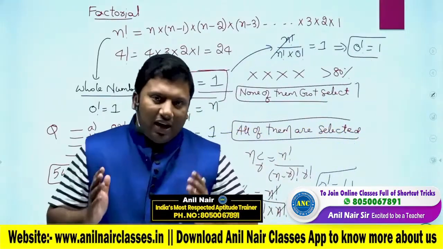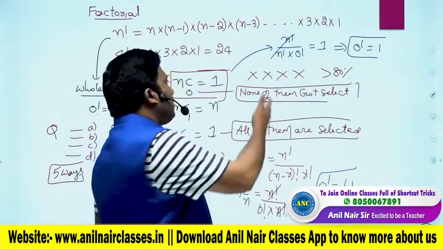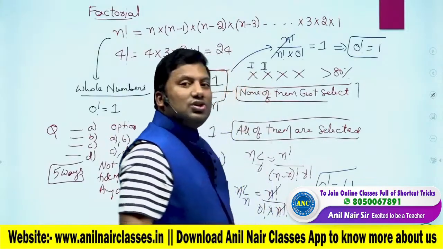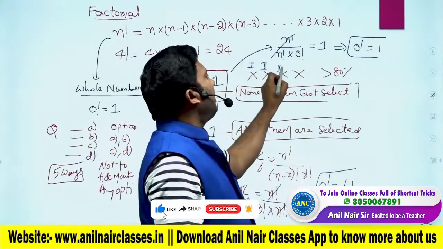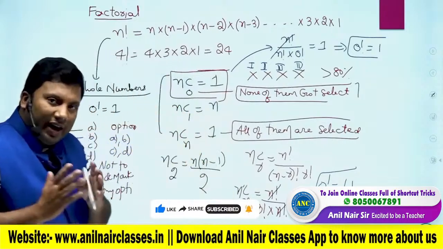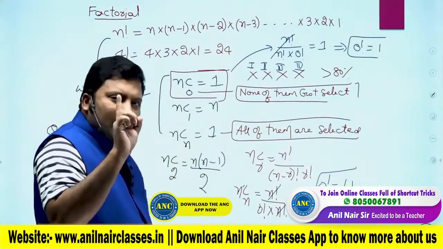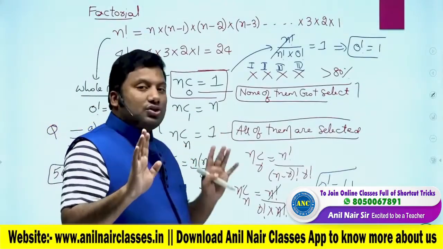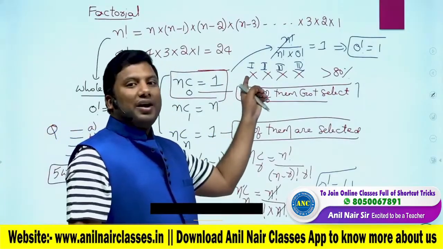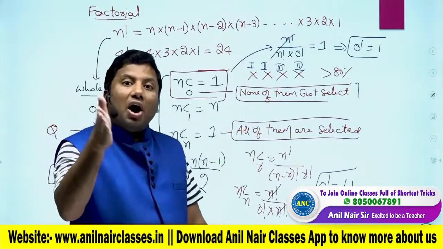I entered into the class. There are 4 students sitting in the class. I selected 1. That first student can be student 1, or the first student can be student 2, or student 3, or student 4. I need to select one student. NC1 is selecting one student out of n students. I need to select one student out of 4 students. It could be student 1 or student 2 or student 3 or student 4.